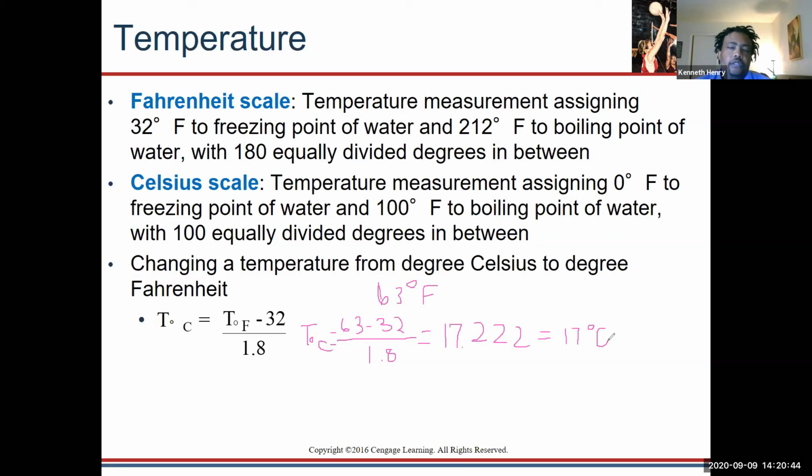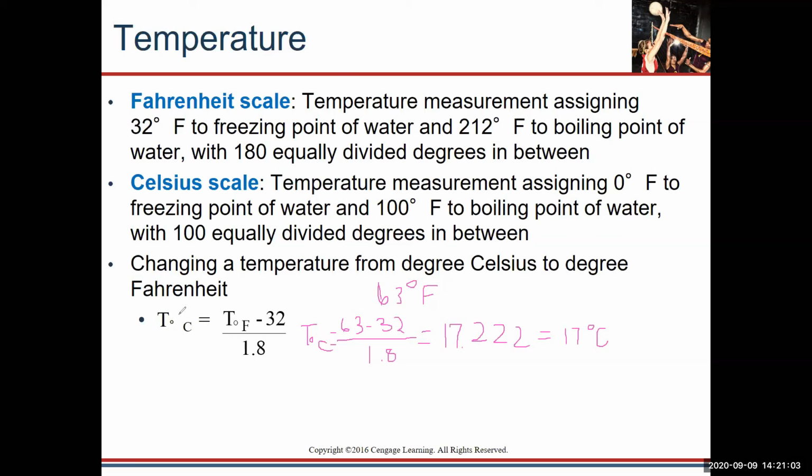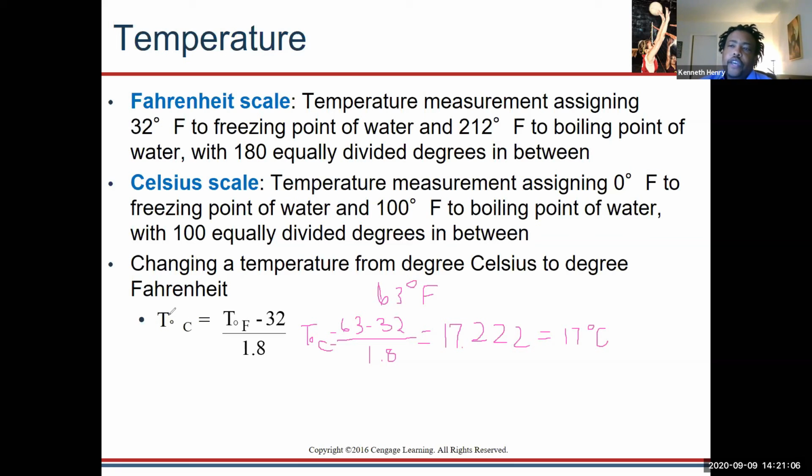Okay, what about going the other way around? Can you guys algebraically change this equation around so that we can solve for degrees Fahrenheit? So can you solve for degrees Fahrenheit so that we can actually go the other way? So if we're given Celsius, we can calculate the number of degrees Fahrenheit. So can you change this equation around algebraically?